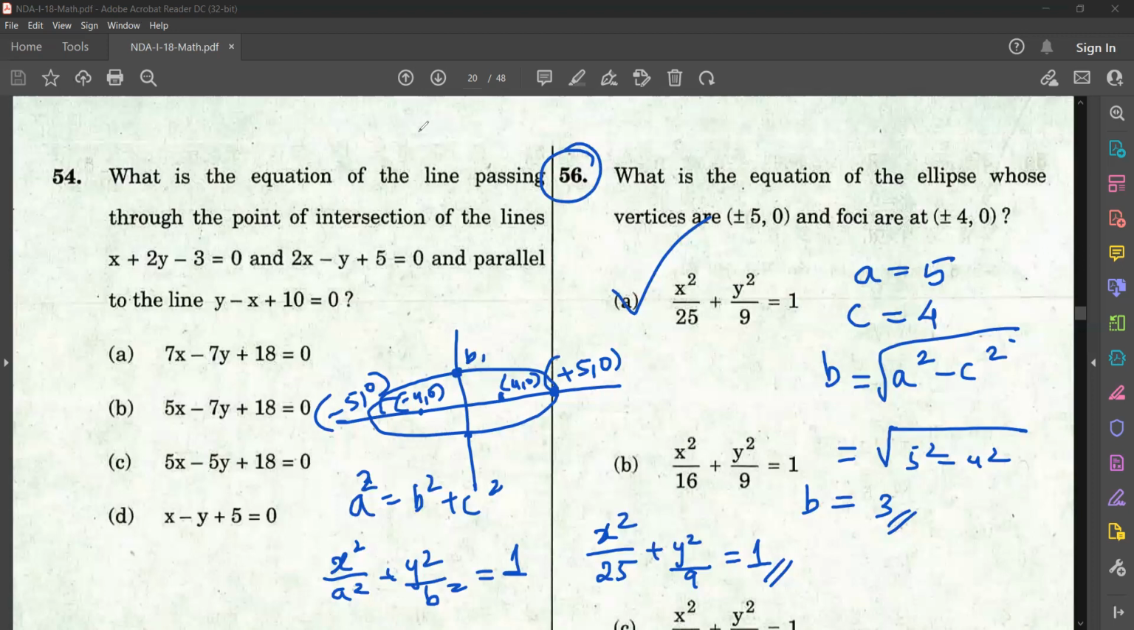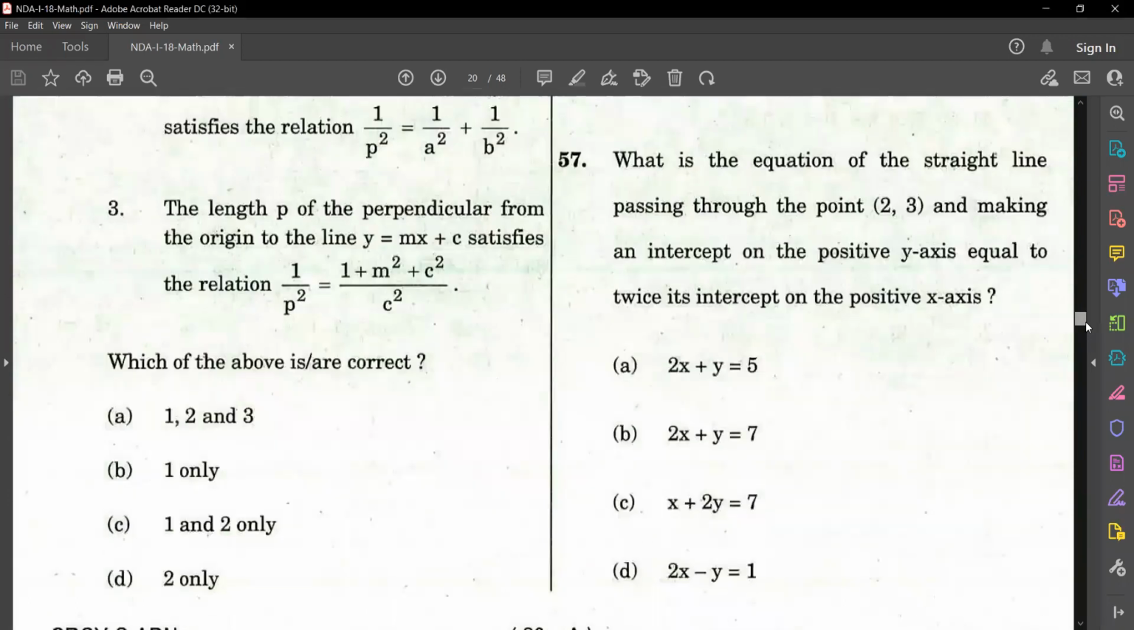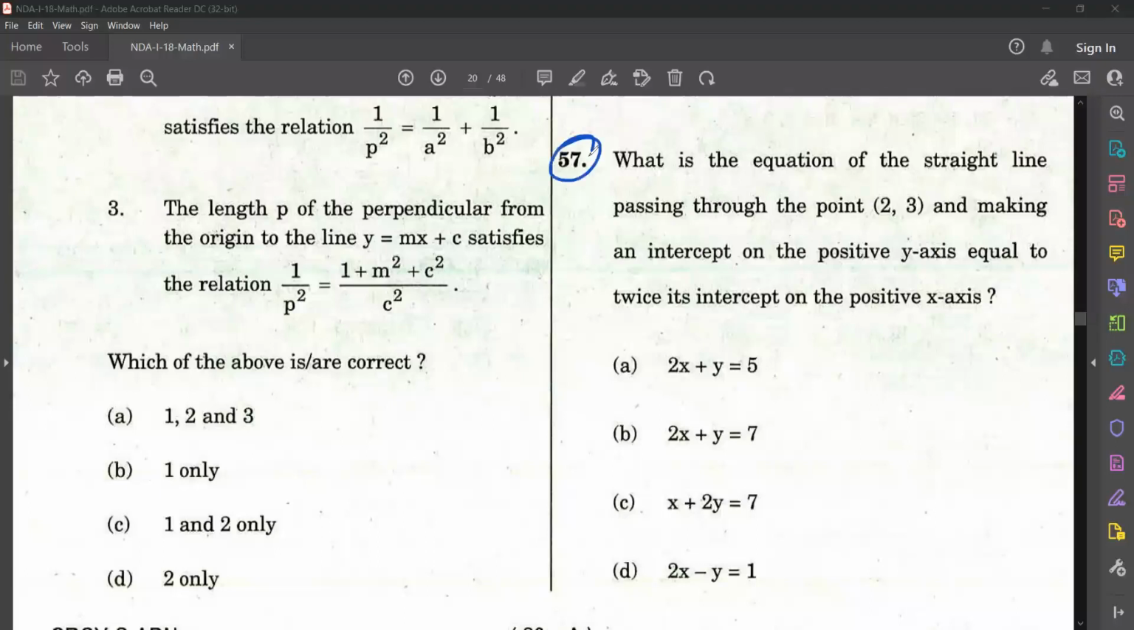Okay, so let's go to the next question. Question number 57. What is the equation of straight line passing through the point 2, 3 and making an intercept on positive y-axis equal to twice its intercept on positive x-axis?